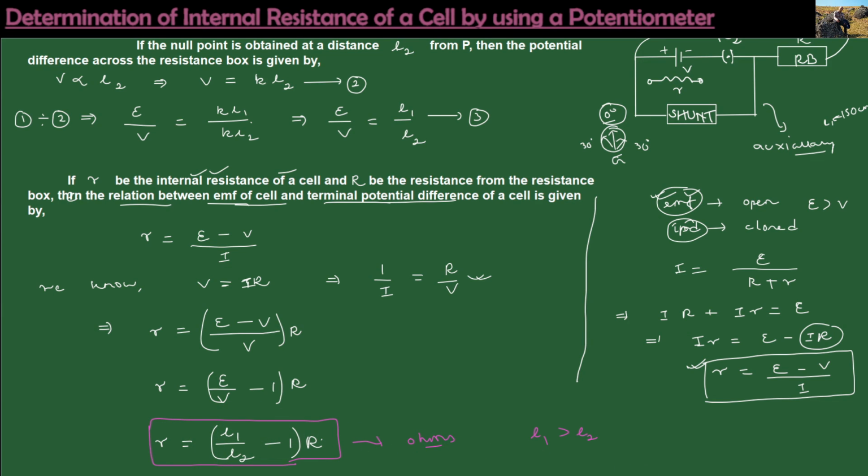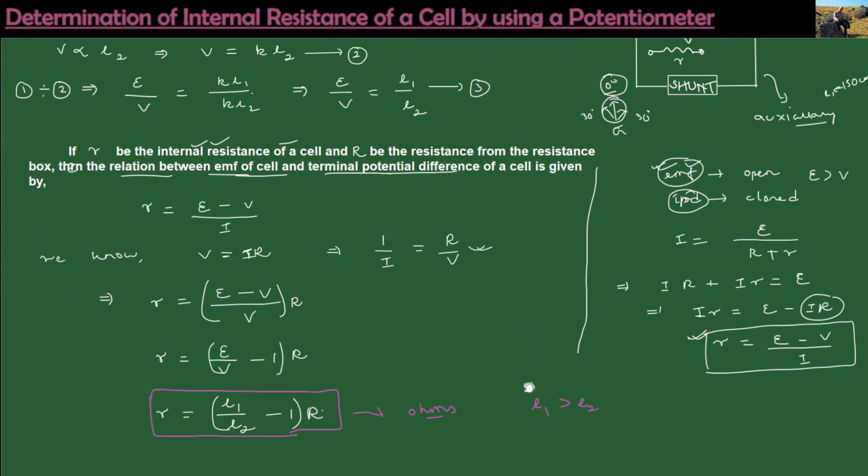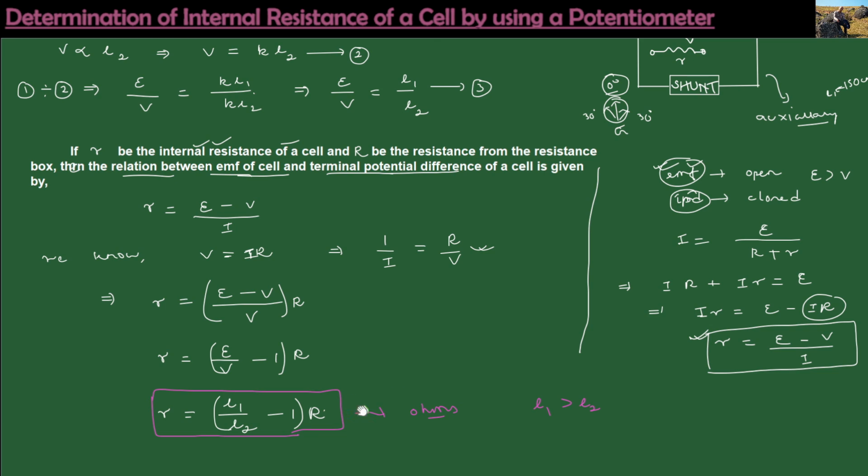So just go back and review all these discussions which I have done. In the examination, remember that you need not derive all this. There's a relationship between the terminal potential difference of the cell and the EMF of the cell, but you only need to use this result.